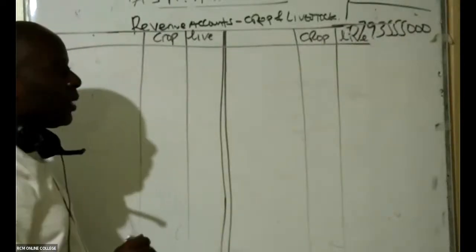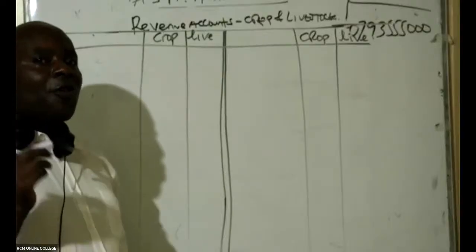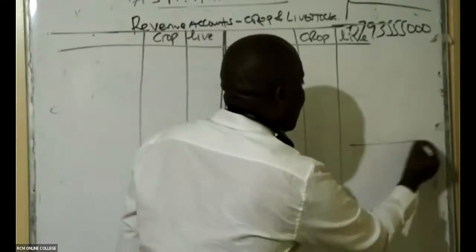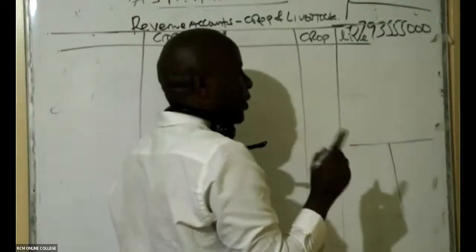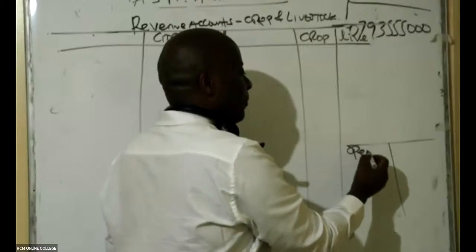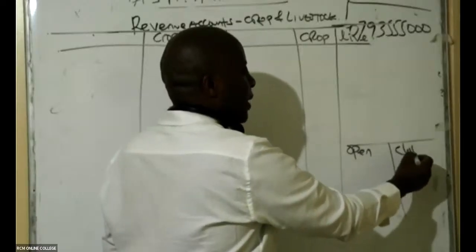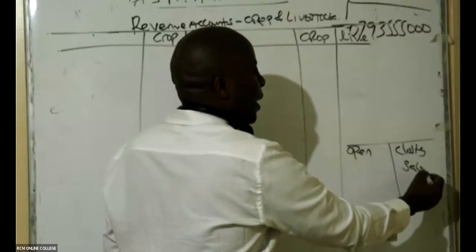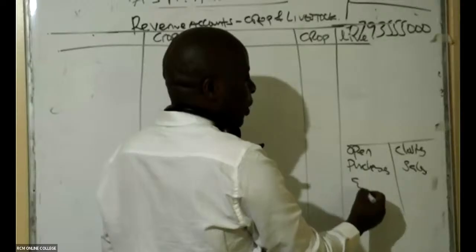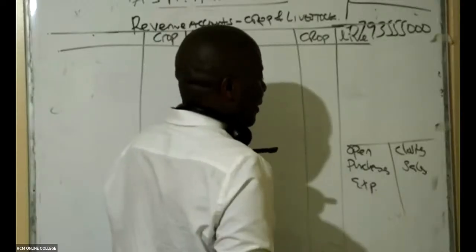Please remember, I've given you a general format. In the general format, so that we have this cemented in our minds, for this revenue account we are going to have opening stock here, closing stock here, sales here, purchases on the debit side, and of course all expenses like that.